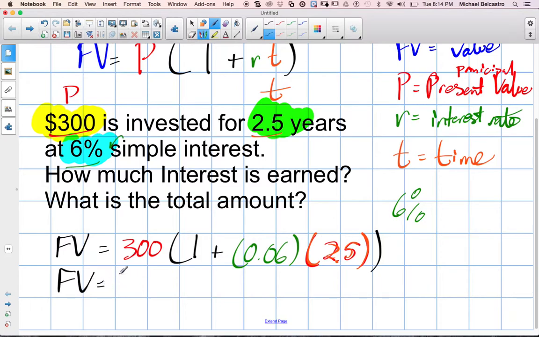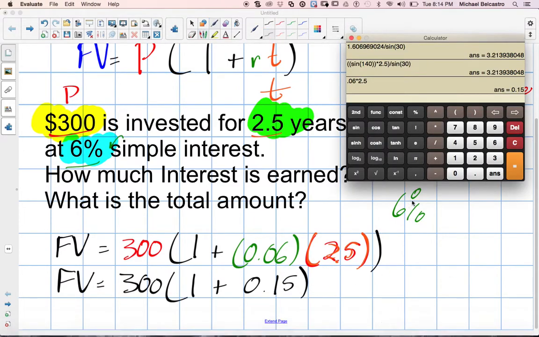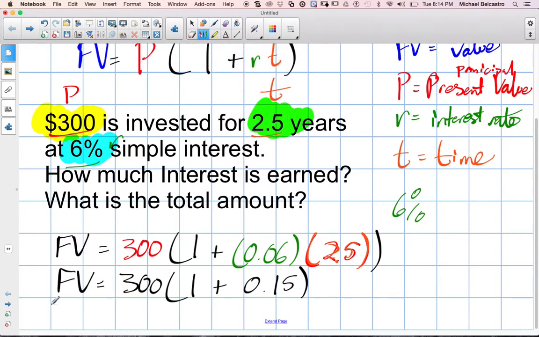Future value is equal to 300 times 1 plus 0.15. I think that's what it said. Yes, 0.15. Okay, great. So right now we're clearly solving for what? What is it we're looking for? Future value. And which of the 2 questions are we actually addressing right now? The first one, or the second one? Yeah, the second one. Yep.